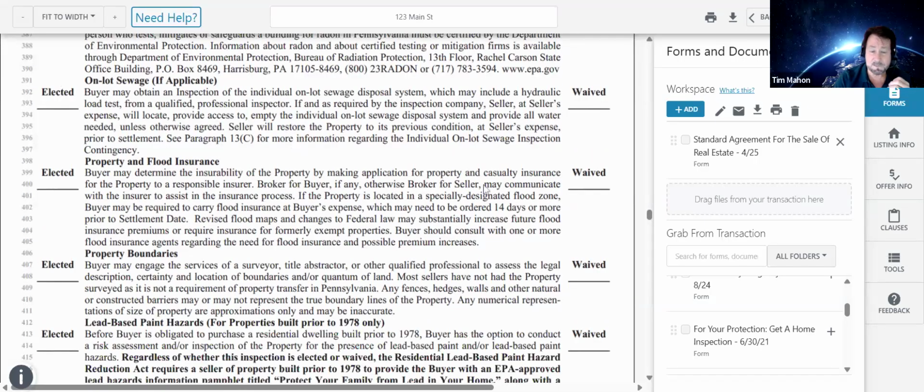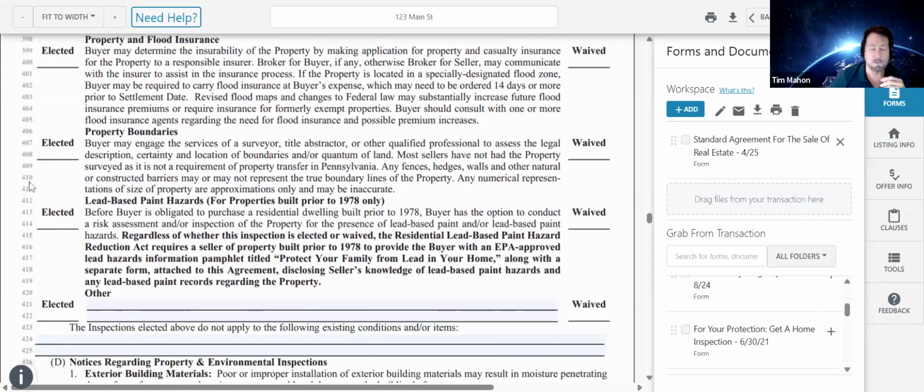Property and flood insurance, this is a hit and miss. If the property shows, and this will be a question that's on the seller's disclosure, that there were other insurance claims filed on this property in the past, such as fire damage or flood damage, it might have been repaired, you still might want to elect to verify that the insurance company isn't dinging it for a problem property for insurance purposes. You don't want to find out, oh man, insurance on this property is going to be $4,000 a year. I was expecting $800. Okay, well, then you might want to find that out. But normally, if you don't see that, and if it's not in a flood zone, it's waived. Okay. Property boundaries is almost always waived.